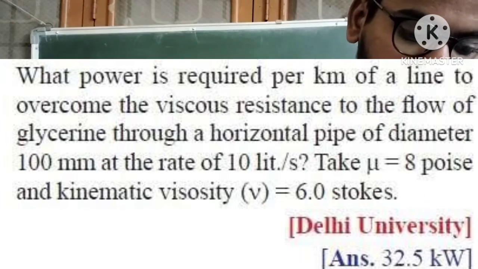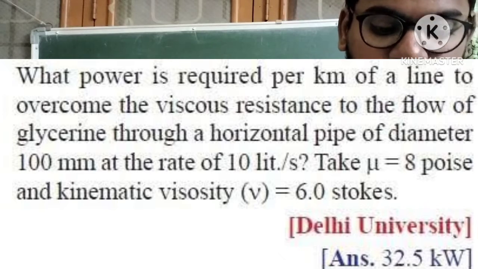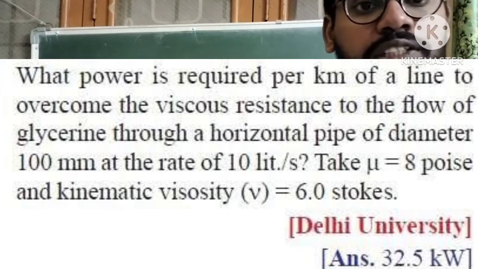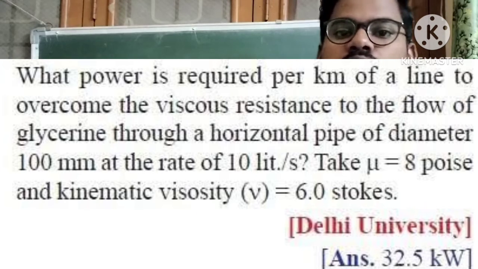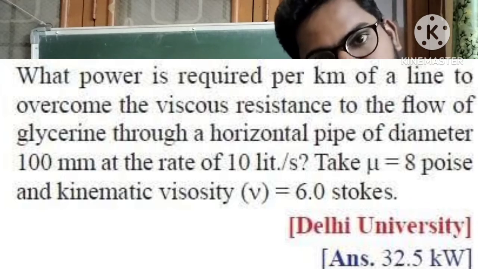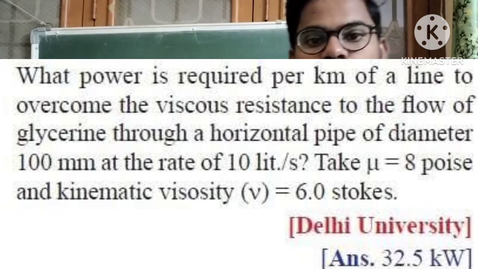Take dynamic viscosity as 8 poise and kinematic viscosity as 6 stokes. Here, 8 poise. Poise is a CGS unit of dynamic viscosity. And stokes is also a CGS unit, of kinematic viscosity.